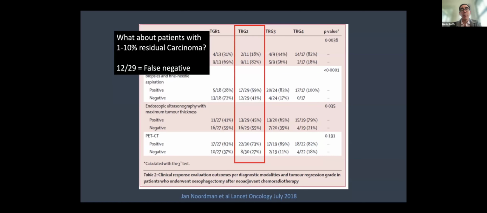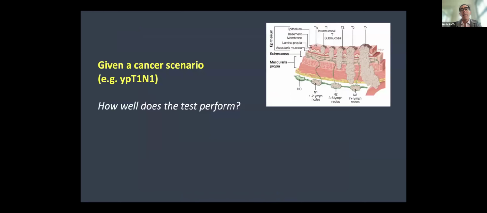But they didn't really look at the people with 1 to 10% residual cancer. And I would argue that patients probably care about that. If you're really looking to see who's been rendered disease-free, you'd want to know any living disease. But what's funny about this is the way this was set up was to say, how well does the test perform? So given residual cancer, is the test coming up with a positive or negative result?